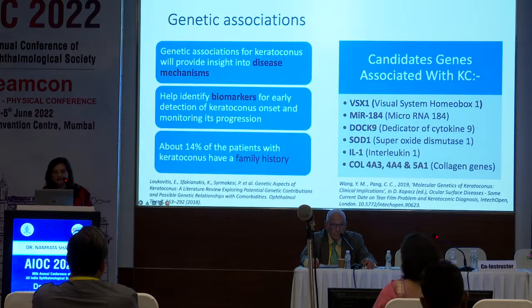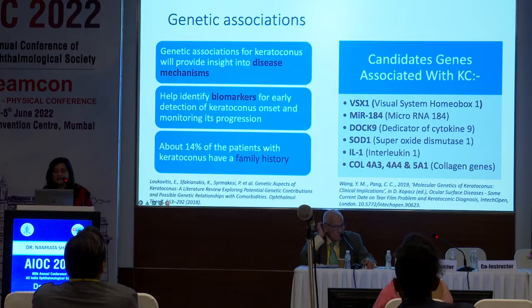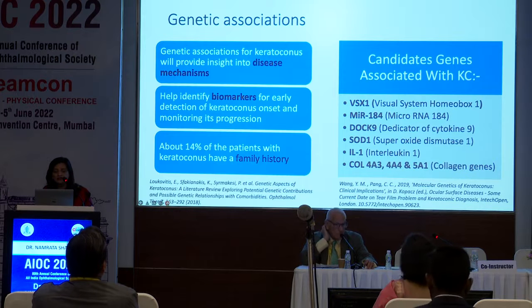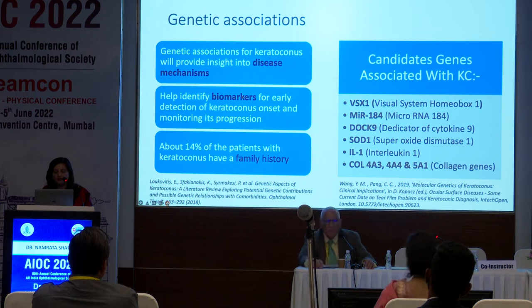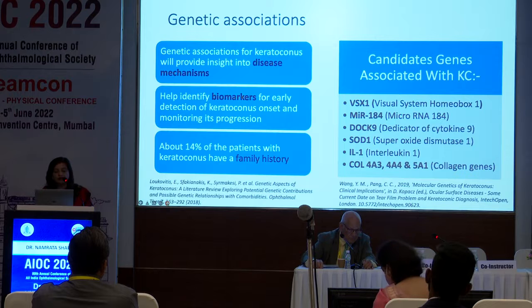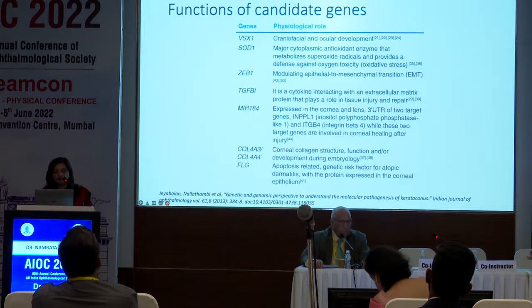concluded from this study. Then candidate genes which are associated with keratoconus are as shown: the VSX1, the MIR184, the DOC9, SOD1, interleukin-1, COL4A3, 4A4, and 5A1, which are primarily the collagen genes. And this helps you to know the disease mechanism. Once you study these genes, then one can identify the biomarkers and also correlate it with the family history.